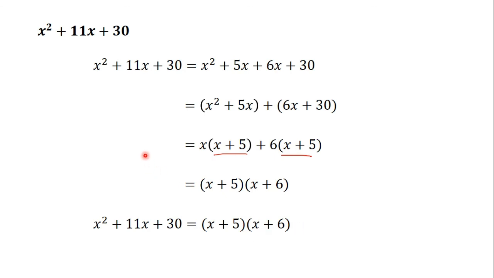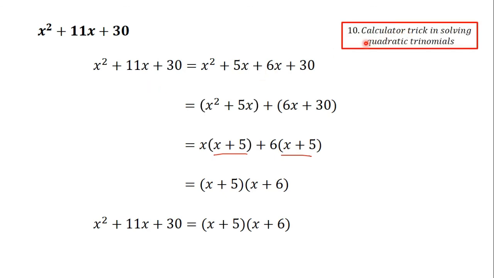Now you can see that when factorizing a quadratic trinomial, the main job will be finding those two numbers that will give you A times C when you multiply and B when you add. In the videos on algebraic expressions, I made a video on how to use your calculator to find those two numbers. It is the video number 10 in the playlist of algebraic expressions. So if you want to know how to use your calculator to find those two numbers, go to the playlist of algebraic expressions and look for the video number 10. The title of that video is Calculator Trick in Solving Quadratic Trinomials.